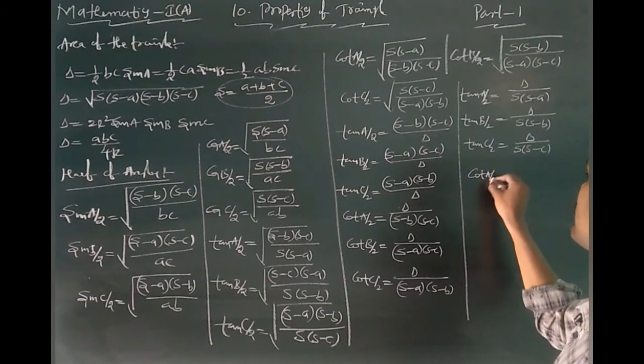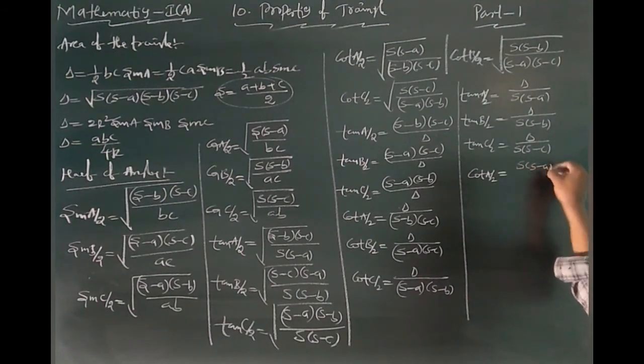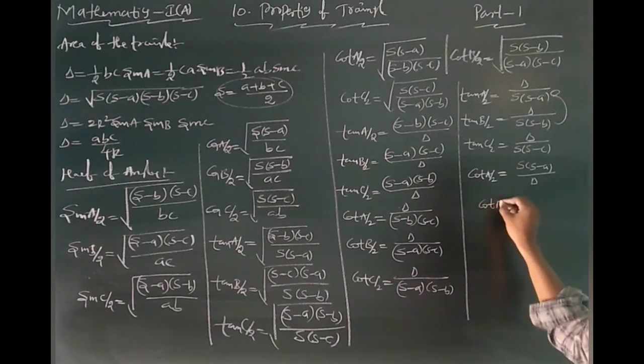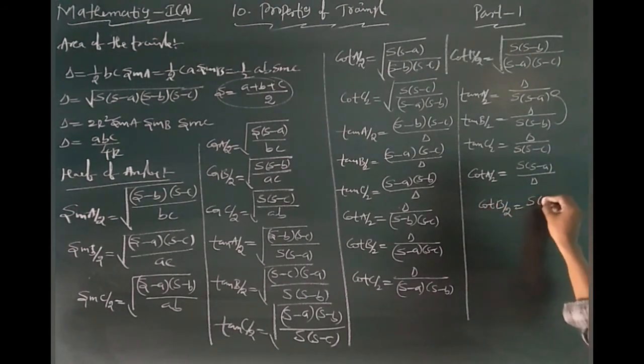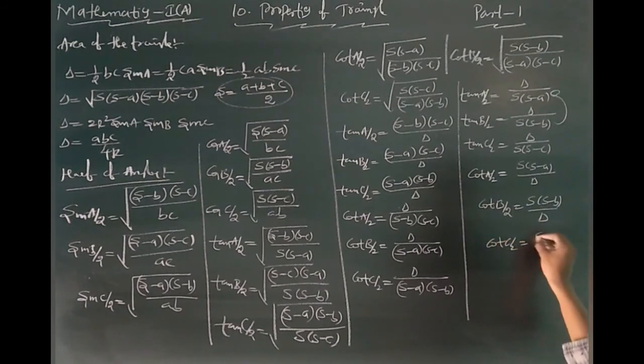Similarly, cot A/2 is equal to the reciprocal, which is s(s − a) by delta. Cot B/2 is equal to s(s − b) by delta. Cot C/2 is equal to s(s − c) by delta.